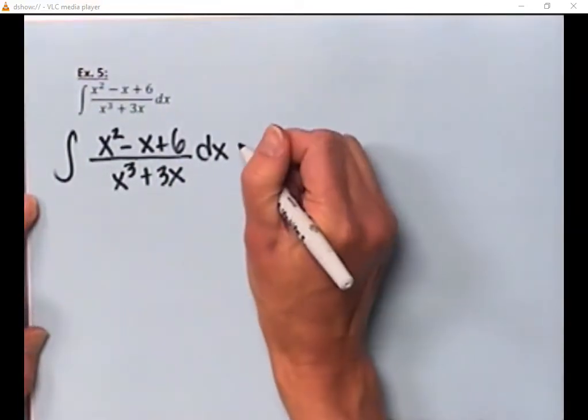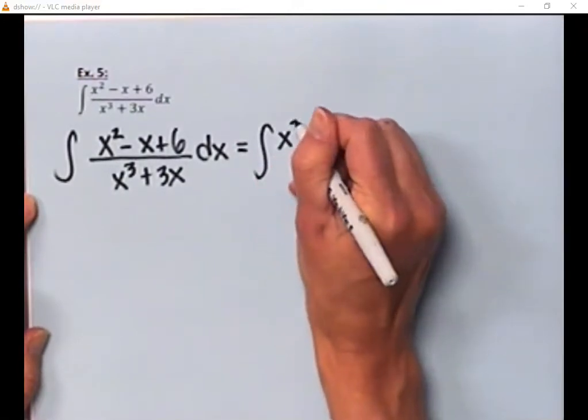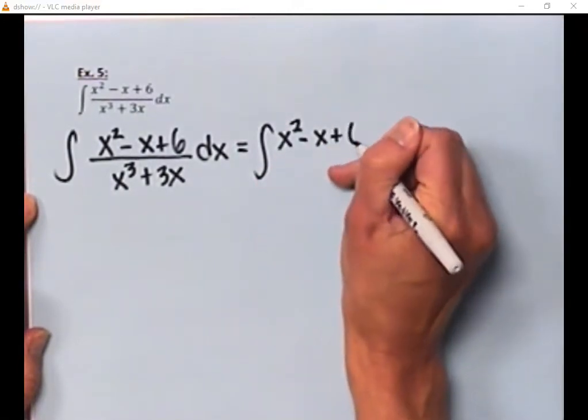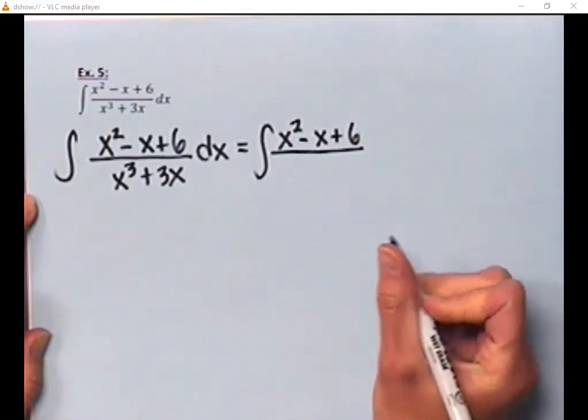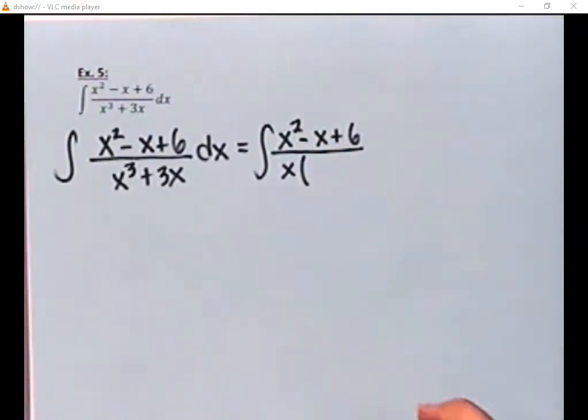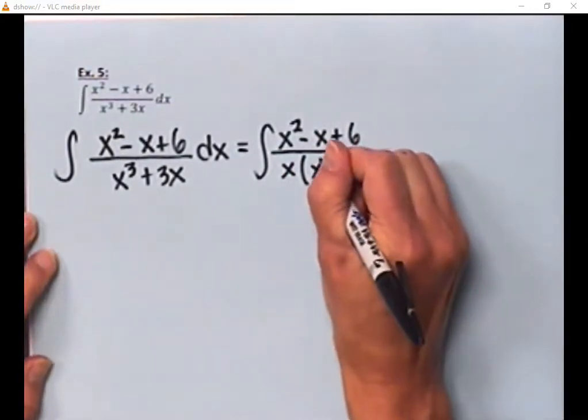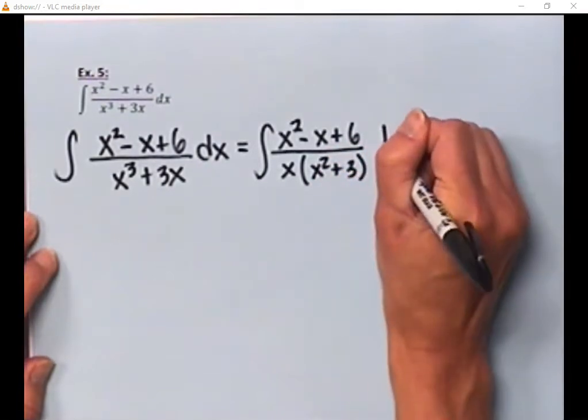So to do that, I might think about how the denominator factors. So what can I factor out of the denominator here? X, right? And then what would I be left with? Yeah, x squared plus 3, right?